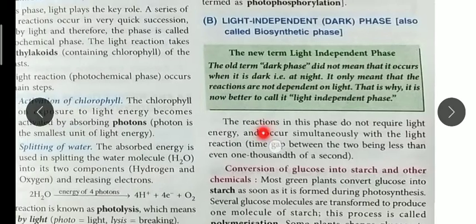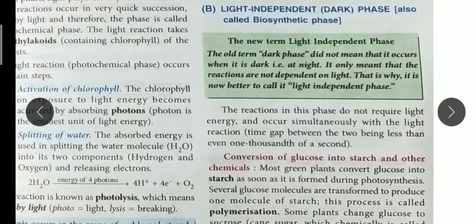The reactions in this phase do not require light, so you can underline this as the answer for why it is called the dark phase. The reactions do not require light and they occur simultaneously with the light reaction, the time gap between the two being less than 1,000th of a second. So both phases, light dependent and light independent, occur simultaneously and alternately.